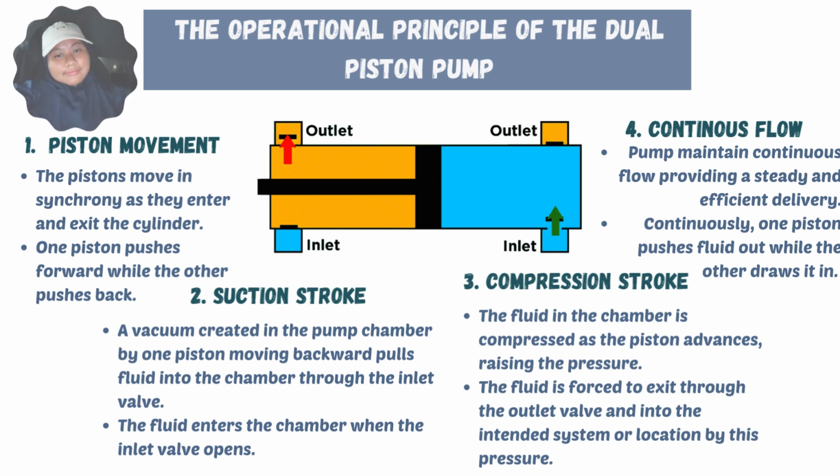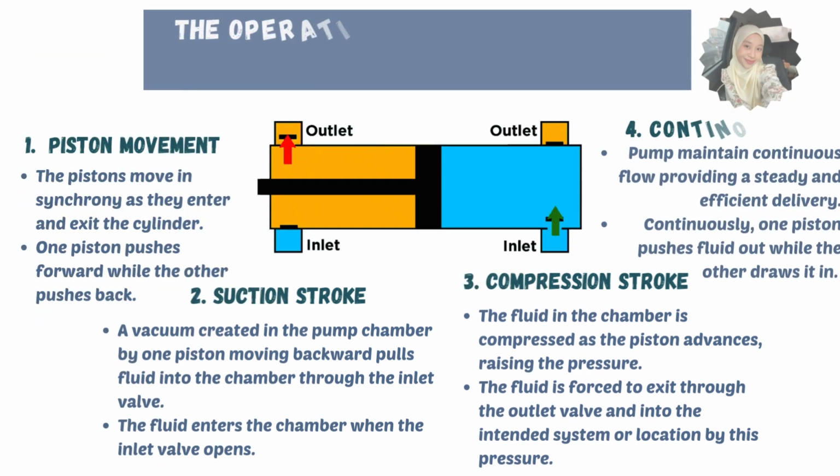The second principle of the dual piston pump is suction stroke. A vacuum will be created in the pump chamber by one piston moving backward, pulling fluid into the chamber through the inlet valve. The fluid enters the chamber when the inlet valve opens.